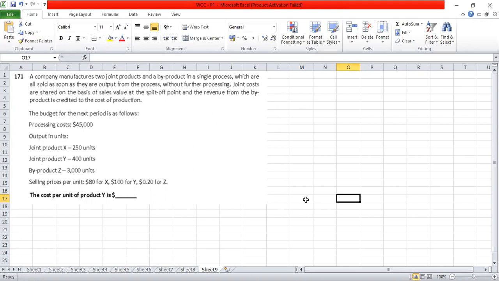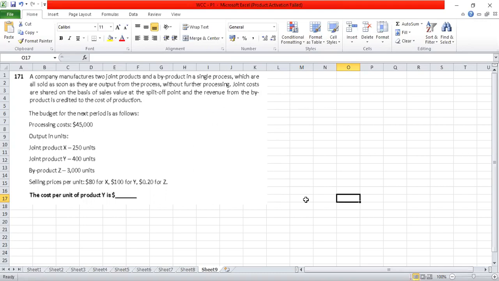We have processing costs of 45,000. Then the output in units is given: for X it is 250, Y 400, and Z is 3,000 units. Then the selling price per unit. So at the split off point only they are sold. There is no further processing which is taken up.